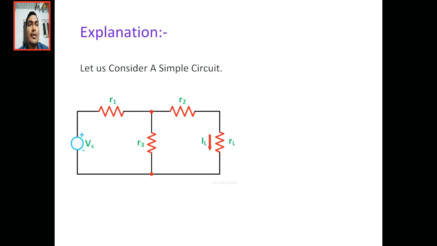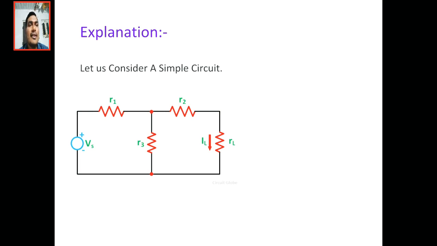I am given one example circuit. In this, Vs is the supply voltage source, and R1, R2, R3, RL are the passive elements connected in the network. We have to find the current through the load RL. So we have to follow the steps already discussed previously. We have to follow those steps and find the equivalent voltage source and Thevenin's resistance.